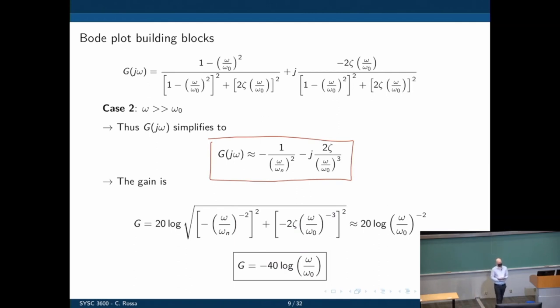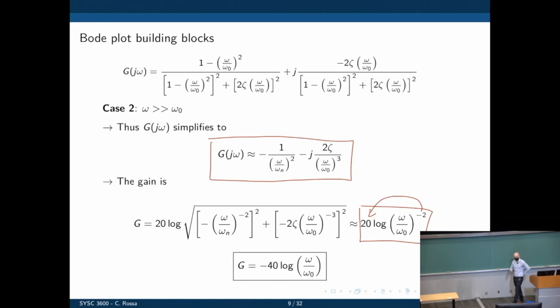And now we can easily calculate the phase and the magnitude under that assumption. The magnitude can be calculated by taking the square of the real plus the square of the imaginary, taking the square root of that. And again, that simplifies. I'll let you simplify later if you're interested. This is simple math. But we should get something like this, 20 log of omega divided by omega zero, all to the power of negative 2. This negative 2 can come to the front because this is a log function. And this results in negative 40 log of omega divided by omega zero.